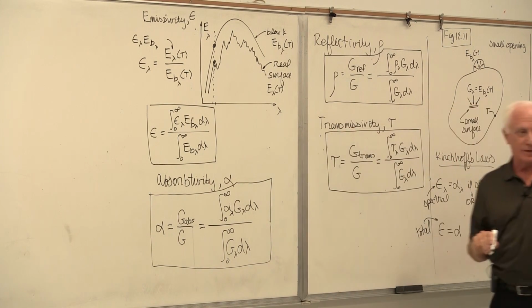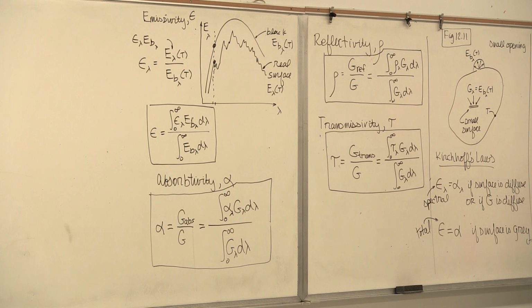Okay, there are the 4 equations. If you're given a graph of the spectral distribution of any of those 4 properties, epsilon, alpha, rho, or tau, you use these equations to find the total values of epsilon, alpha, rho, and tau.